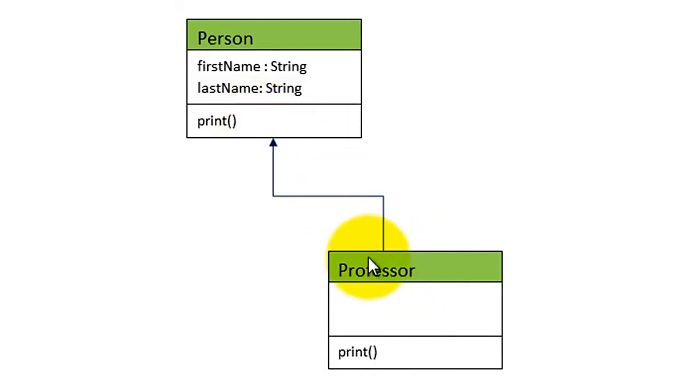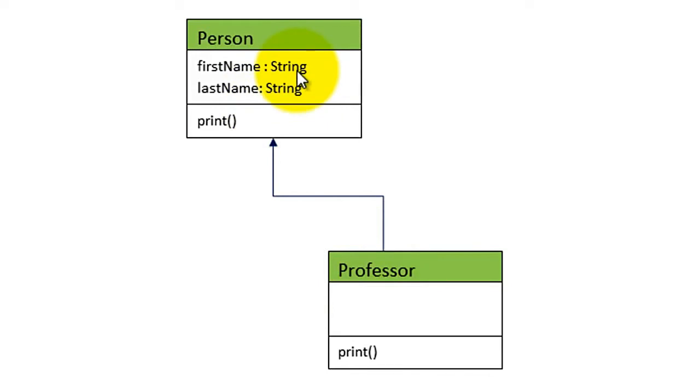In this case, professor inherits the state from person, which is first name and last name. So when we create an object of professor, we have access to the first name and last name. We don't have to create it again. The professor here is called the child class, and person is called the parent class, and we also refer to this as the subclass, and this one as the superclass. Many different names.